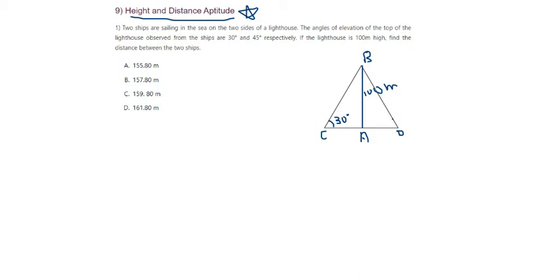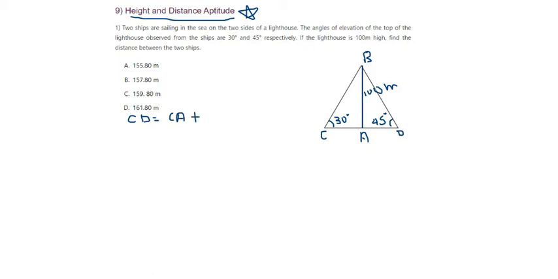Okay, and this side of the elevation which is 45. So if the lighthouse is 100 meters high, find the distance between the two ships. So distance between the two ships is your C and D. So your CD formula, or you can just tell by looking at the image that it is CA plus AD.